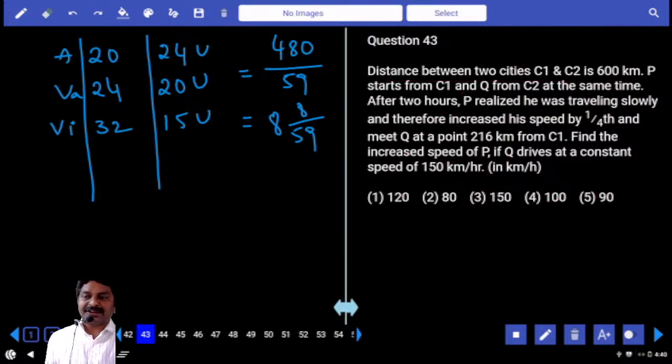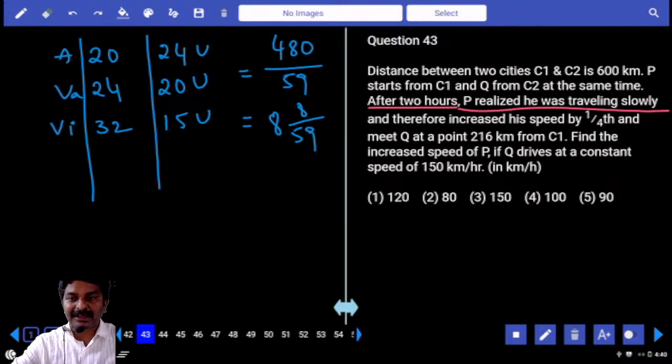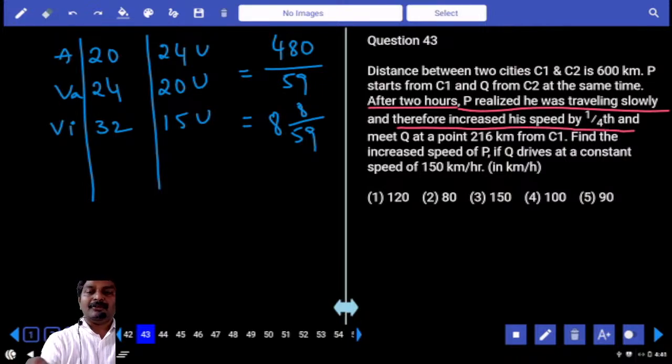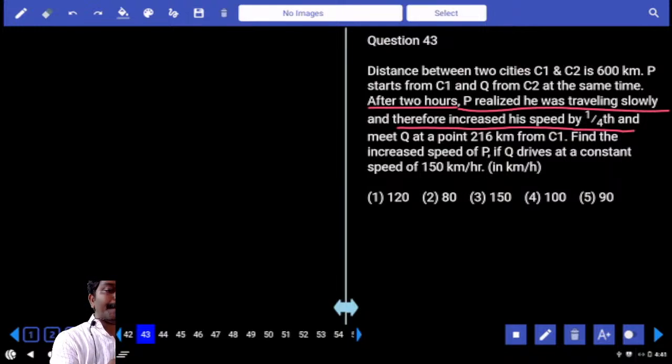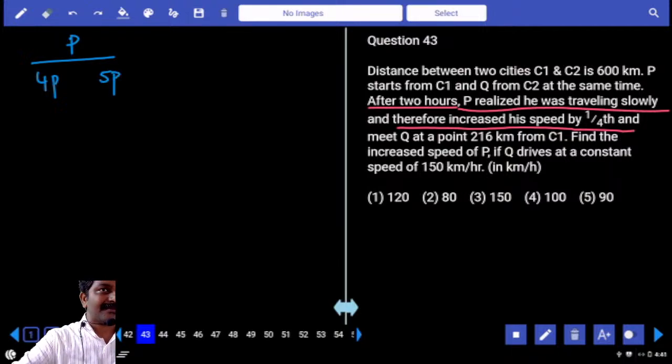Distance between two cities C1 and C2 is 600 kilometers. P starts from C1 and Q starts from C2 at the same time, both moving in opposite directions. After 2 hours, P realized he was traveling slowly and therefore increased his speed by 1/4. So the denominator is 4. I'll take the initial speed as 4 parts. Then the 1/4 increased speed becomes 5 parts.